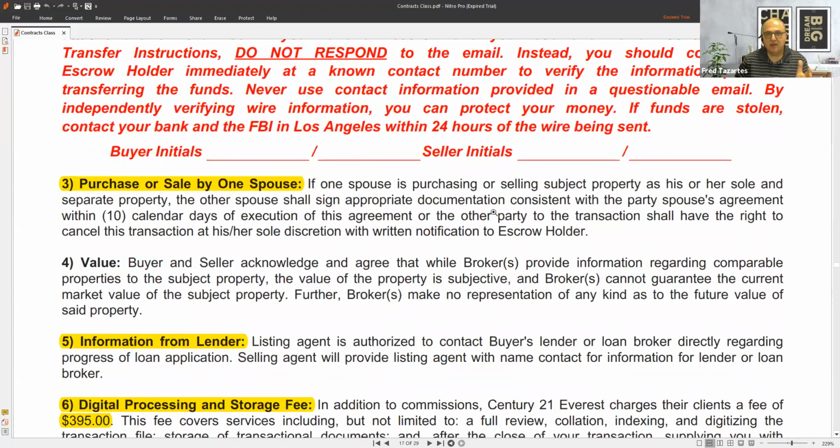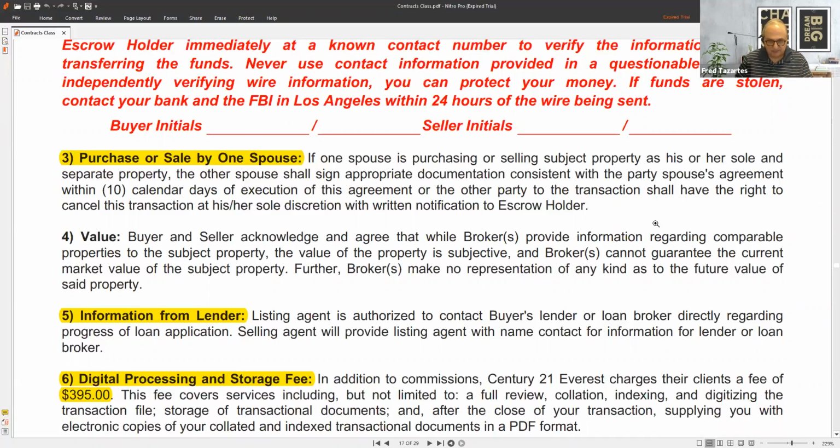Purchase or sale by one spouse. If one spouse is buying a property, the other spouse is going to have to do a quitclaim deed, but escrow handles that. This is just letting them know that's an issue. So these are things that are transparent no matter where they're buying the property, whether it's Ventura, Santa Clarita, San Bernardino, Long Beach. These are still disclosures that need to be made.